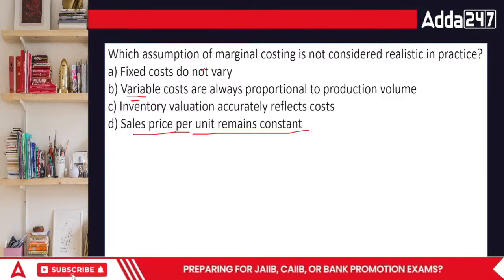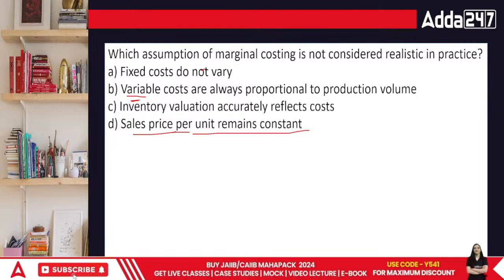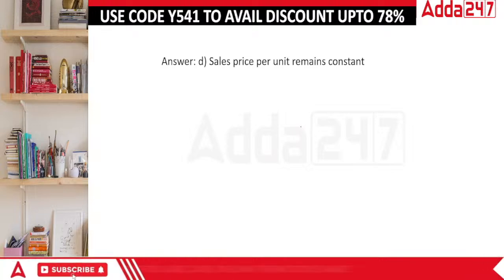Inventory valuation accurately reflects cost. Not really, but sometimes, yeah. Sales price per unit remains constant. It can never remain constant, everyone. How can I ever say that the price remains constant?